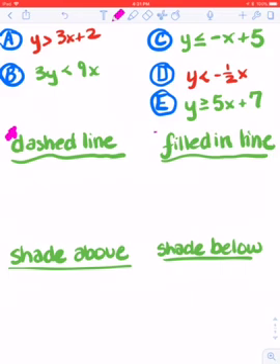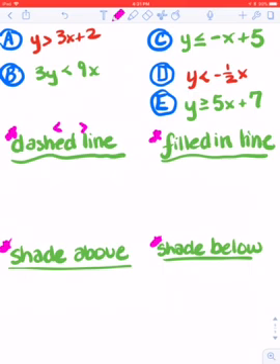Which ones are going to be dashed lines? Which ones are going to be filled in lines? Which ones are going to be shaded above? And which ones are going to be shaded below? Now, if you want to find a dashed line, it has to have an inequality that looks like one of those two, either less than or greater than.